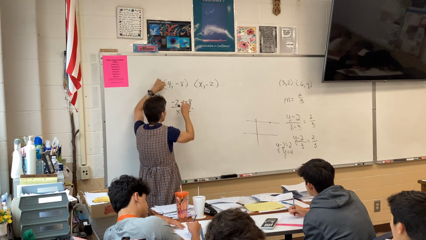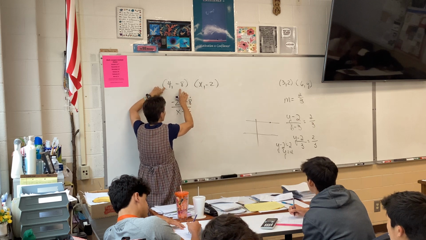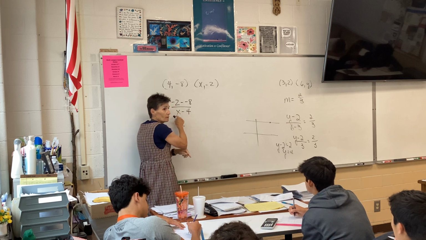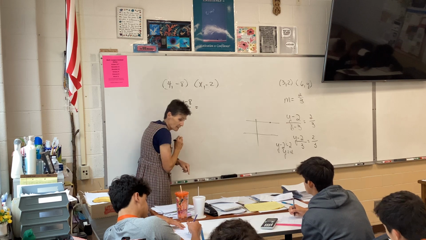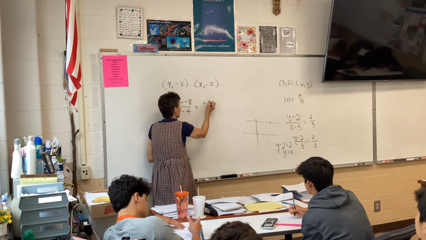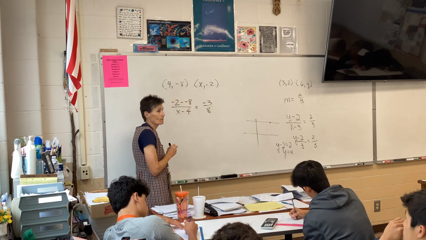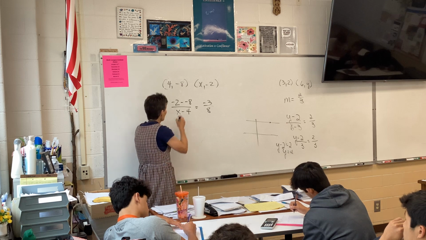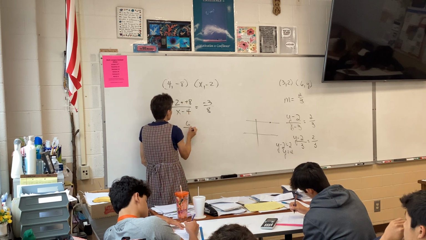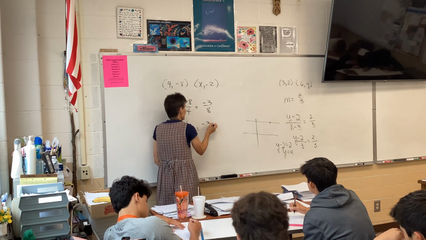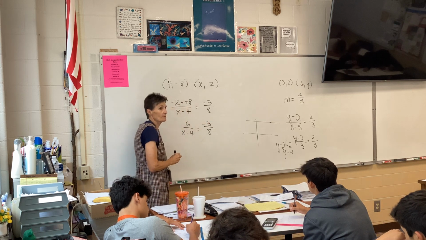I found it. So negative 2 minus negative 8 over x minus 4. That's the slope. Well, they told me that the slope has to equal negative 3/8. Right? So 6 over x minus 4 has to be negative 3/8.